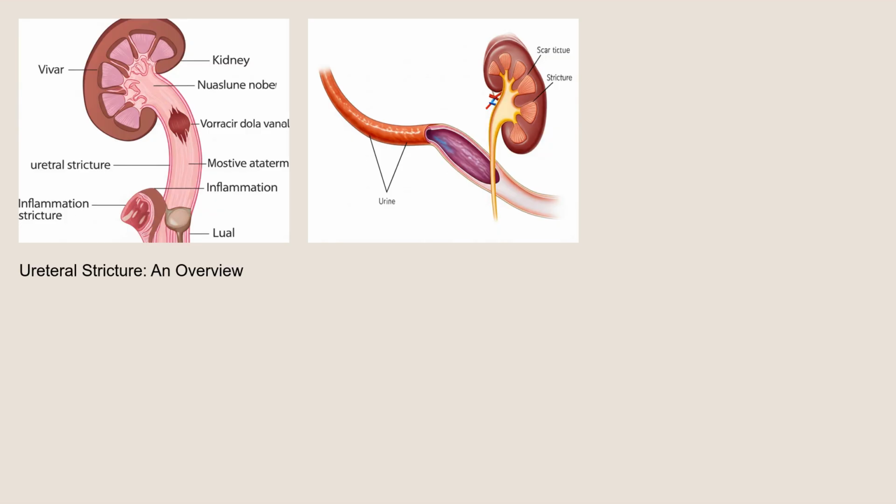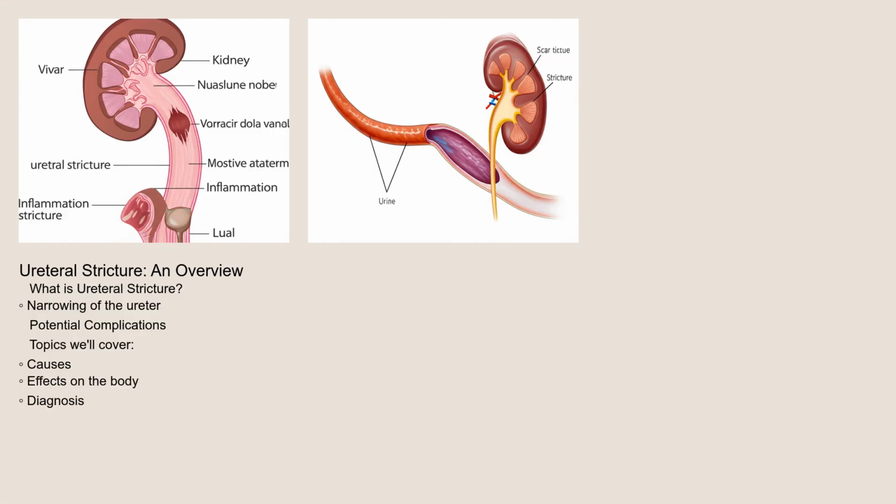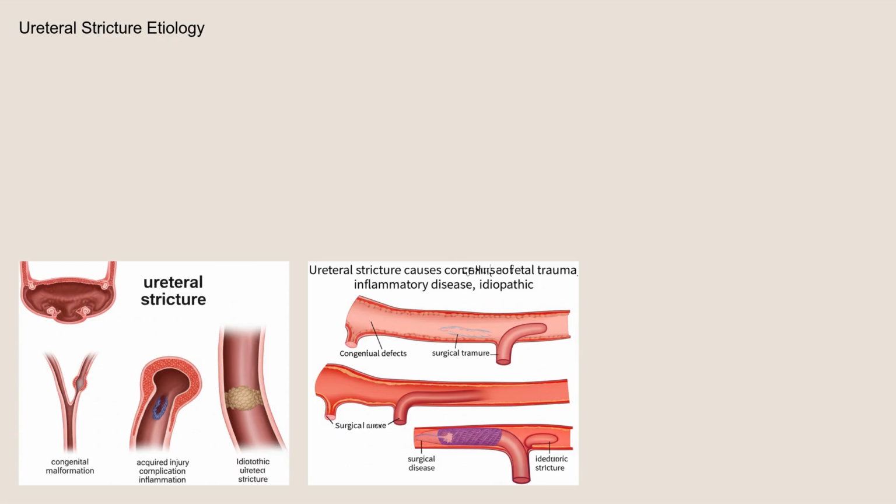Hello and welcome. Today we're diving into a condition affecting the urinary system, ureteral stricture. This condition, which involves a narrowing of the ureter, can lead to a host of complications. Join us as we explore its causes, how it affects the body, how it's diagnosed, and the various treatment options available. So, what causes a ureteral stricture?